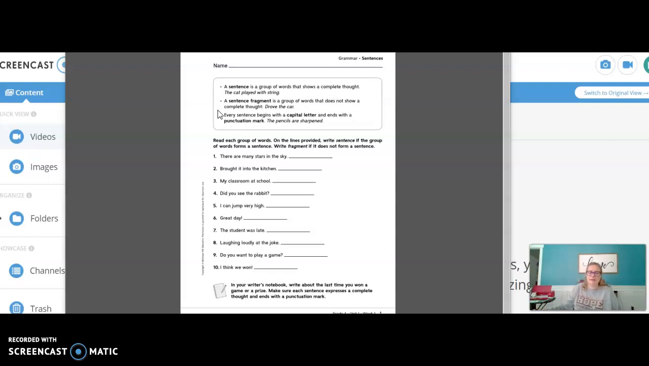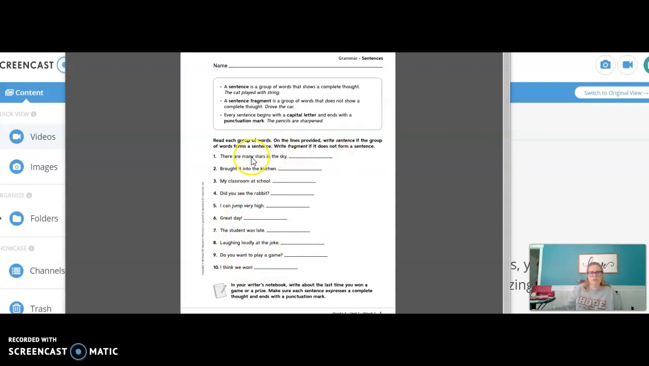And then you guys know this, but we're just going to review it. Every sentence has to start with a capital letter, and every sentence has to end with a punctuation mark. It doesn't always have to be a period. It could be a question mark, an exclamation point. But that's how we will know when a sentence is done.